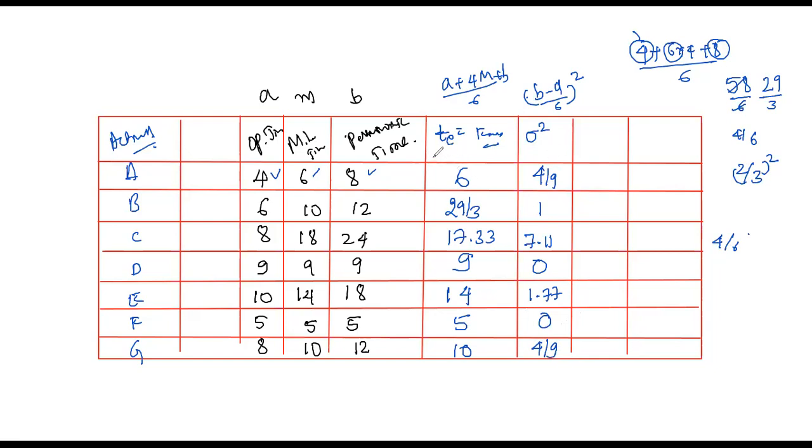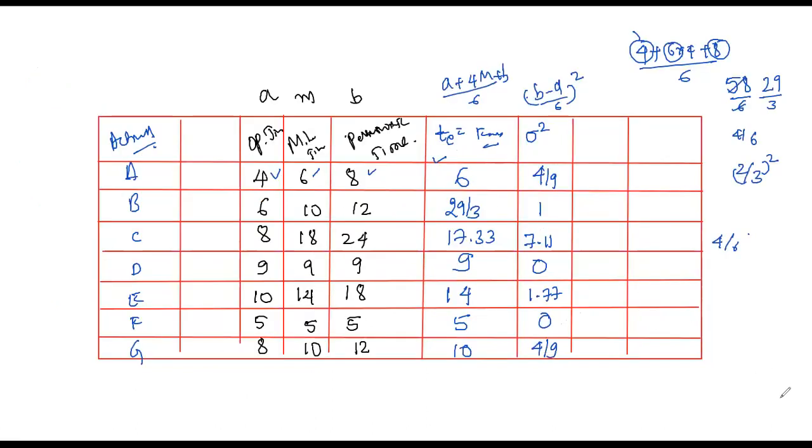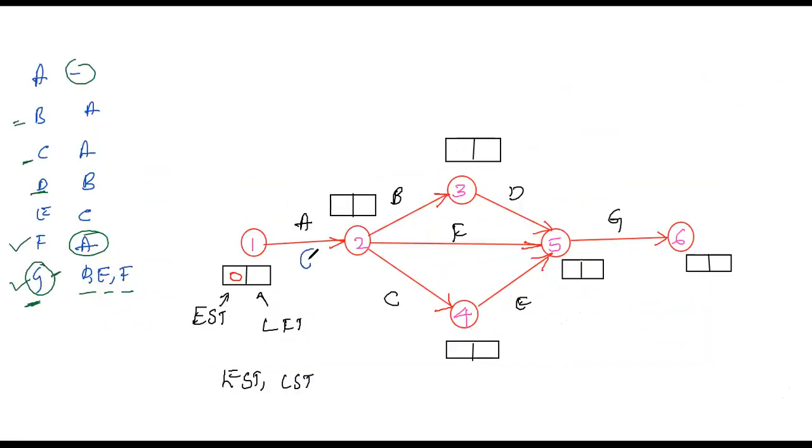So we require these timings. What do we need? We need these timings to construct this, in order to calculate LST and EST. What is the time for A? For A, the time is 6. Okay, 6 is the time.